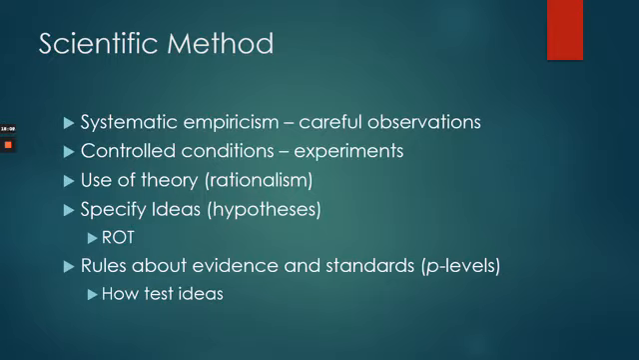And so, as I just mentioned in this last point here, we have rules about the evidence and our standards. So things like p-values and how we test our ideas with our statistics. So part of the scientific method is these rules and standards. And again, we set these things beforehand. It's called a priori. So a priori, so prior. So beforehand. Before we collect our data, we set our rules.